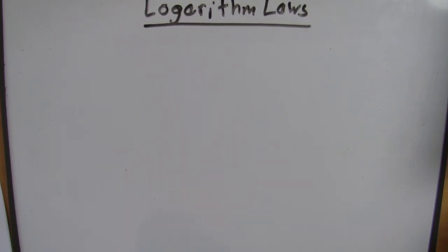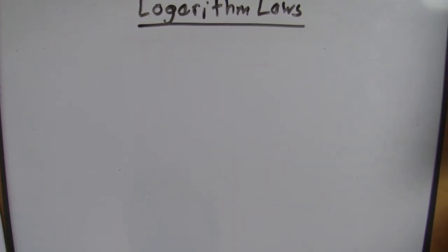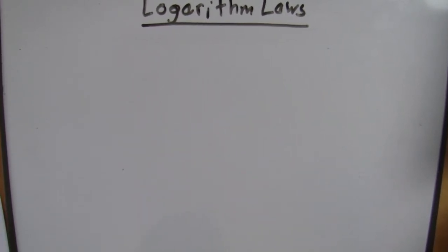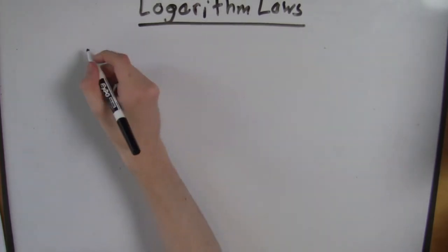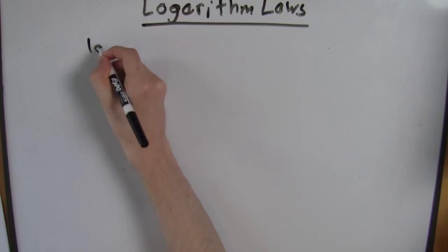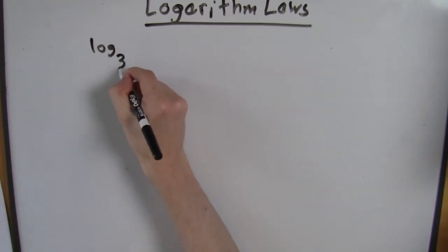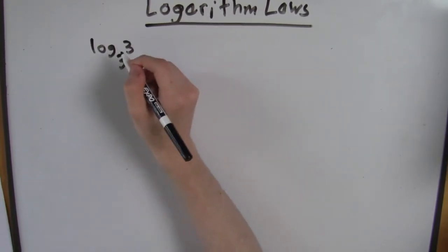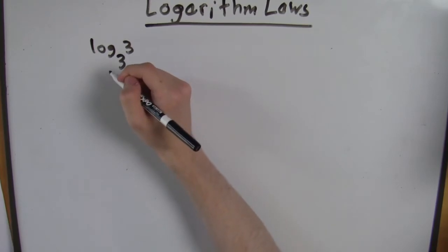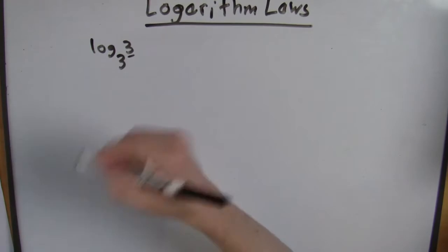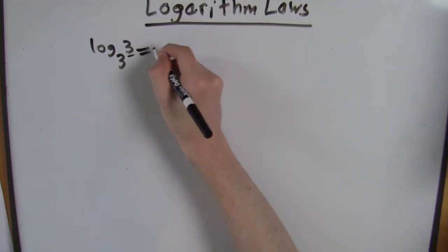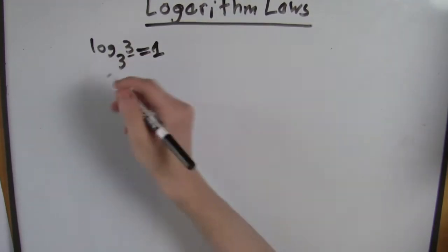All right, today we're going to go over some logarithm laws, which are common tips and tricks that you can do to solve logarithmic equations. Let's start by examining these laws with a couple of logarithmic equations. Log base 3 of 3: what power do I need to raise 3 to get 3 if I'm growing at a rate of 3? Well, 1. 3 to the 1 equals 3.